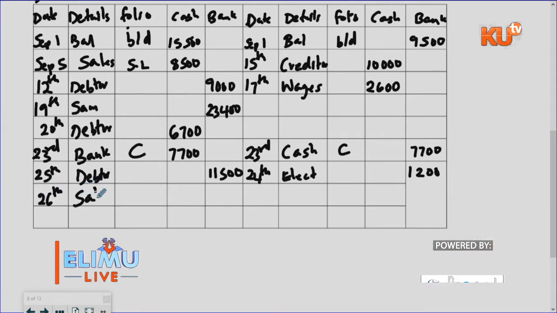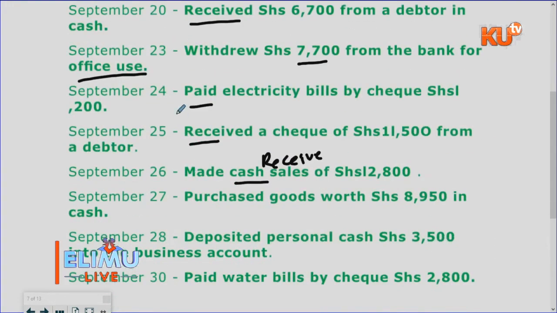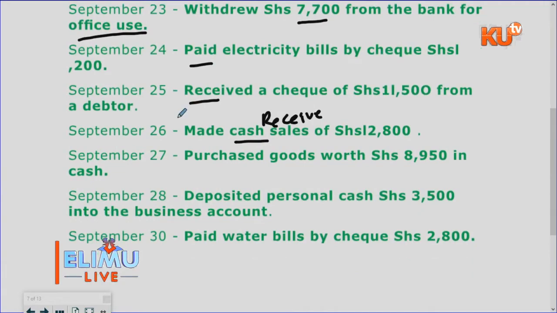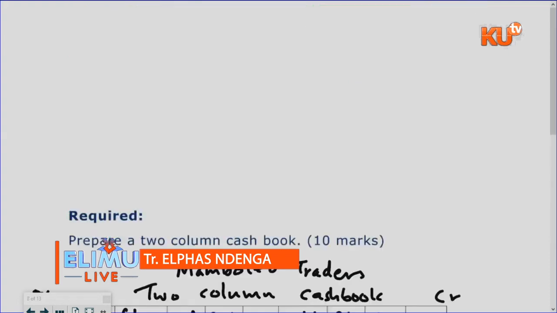That is from sales, an amount of 12,800. Again, let's look at the next transaction, which is now September 27. Purchased goods worth 8,950. We are purchasing. When we purchase, we take money out. So those are payments. And when we make payments, we credit. So we'll go to the credit side and record the figure.